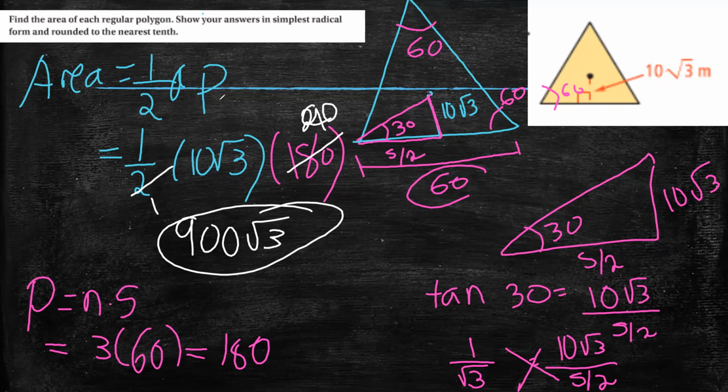Teacher, in the question it says to round to the nearest tenth. So do I convert the square root to a decimal? Yes. You can write 900 square root of 3, or you can multiply the square root of 3 by 900 and say it's 1558.8. This one or this one. But because I'm solving without a calculator, I wrote it as 900 square root of 3.